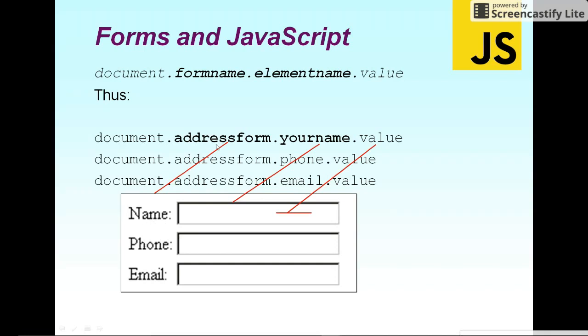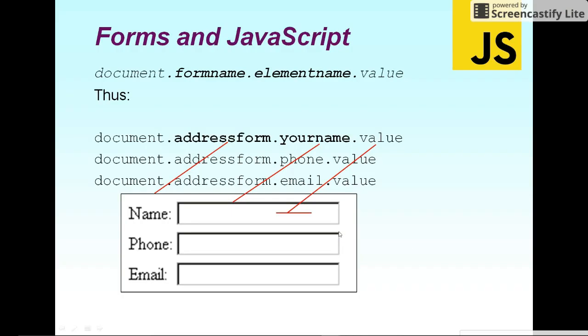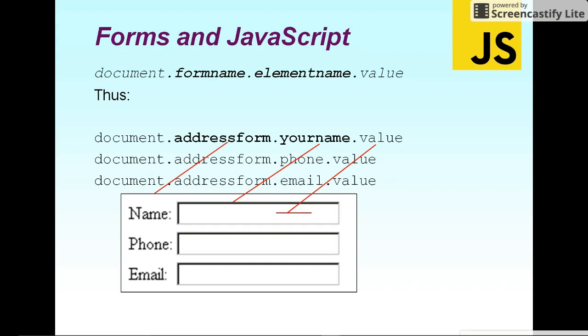The name or identifier of that thing addresses the form here. Here, for example, the identifier for the name field is your name. So we need to write document dot form name dot your name. Here the form name is address form and your name is the name value. Document dot address form dot your name. Similarly, we can provide document dot address form dot phone, then dot value.